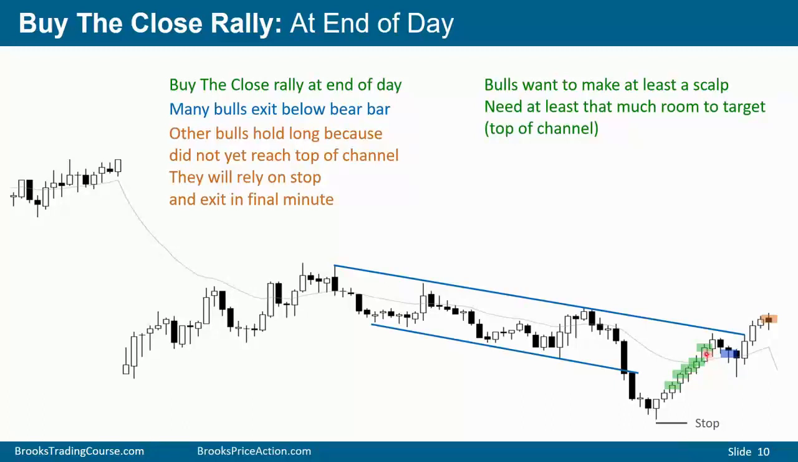If bulls do buy closes and they know the market's probably going to touch the top of the channel, their final buy has to be at least the size of a scalp below their target, because the market might reach their target and reverse down, and they want to make at least a scalp profit. And therefore, if the market is near a magnet, you don't want to buy unless the distance between your entry price and the target is at least as big as a scalp.